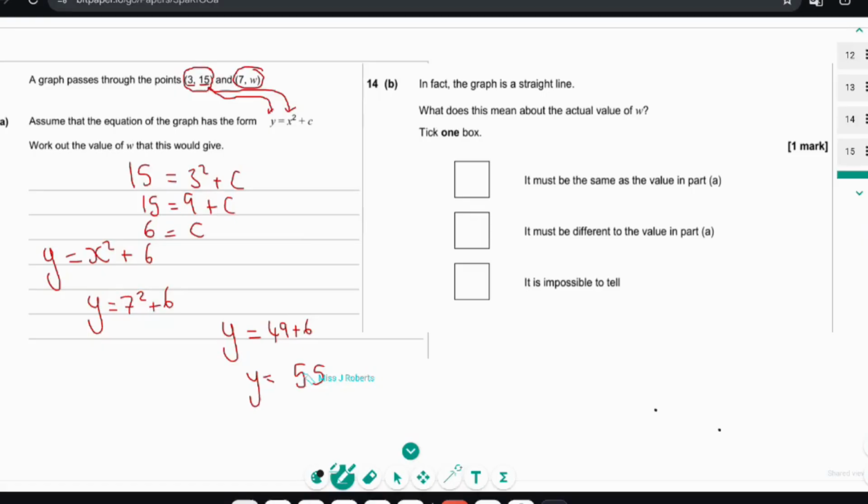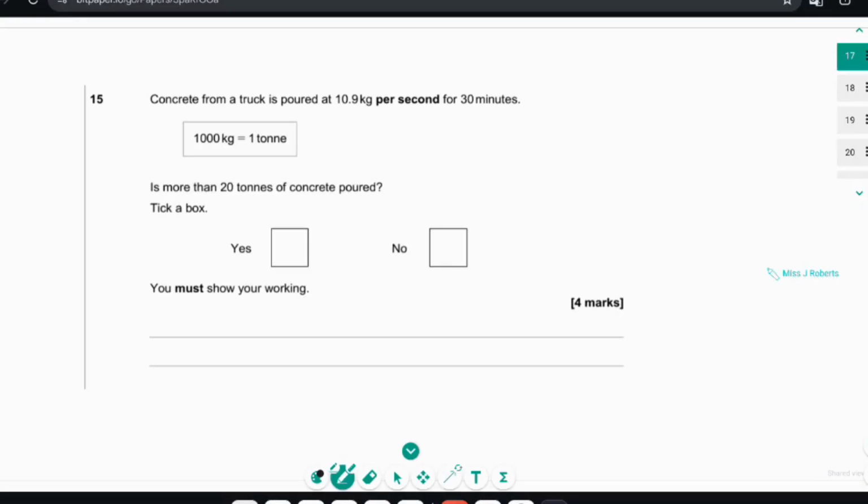It must be the same as the value in part A. Well, not necessarily, because the equation will be different. It must be different. Well, again, not necessarily. It might be a straight line through the points 315 and 755. It's impossible to tell. We need more information.